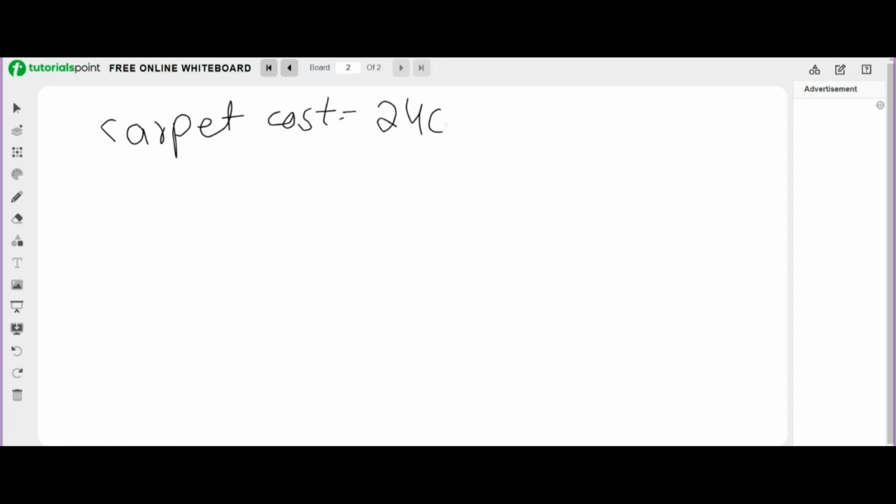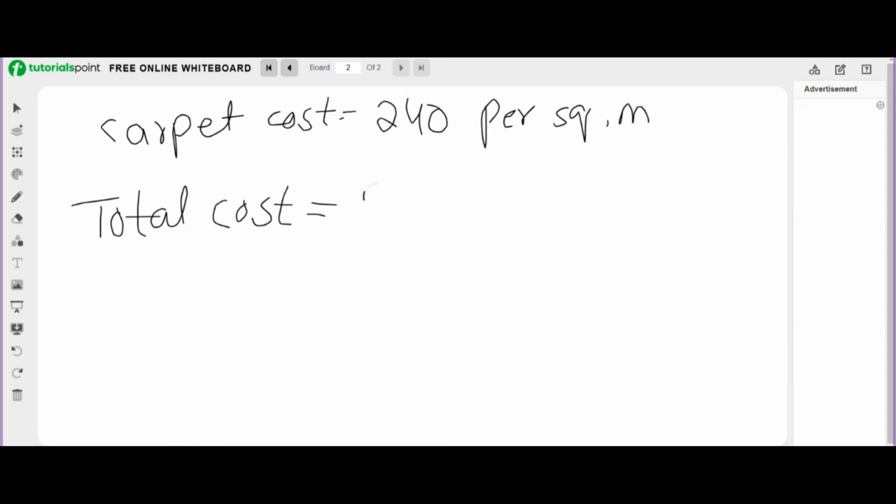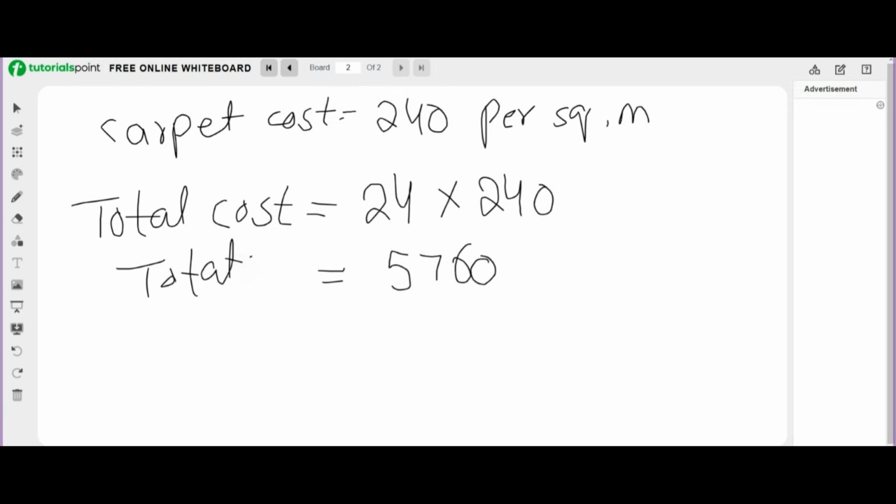Carpet cost is 240 per square meter, and we have to find the total cost. The total cost is the area of the carpet, which will be 24 square meters, multiplied by the per-meter cost of 240, and the answer will be 5760 total cost.